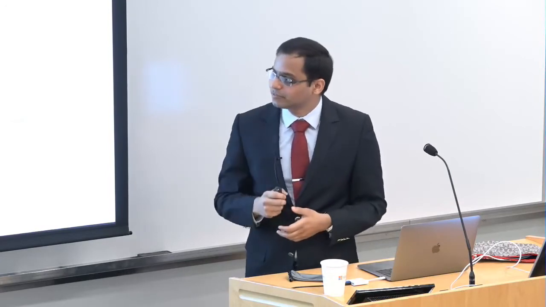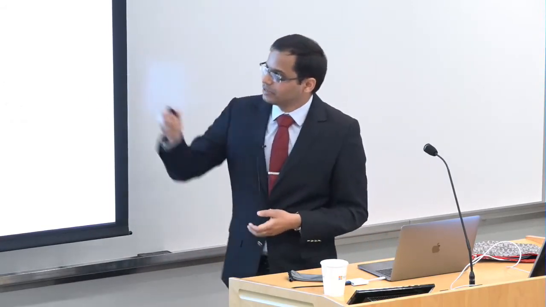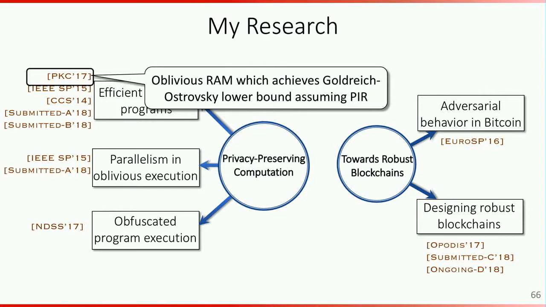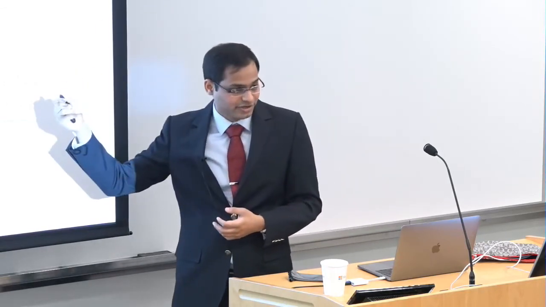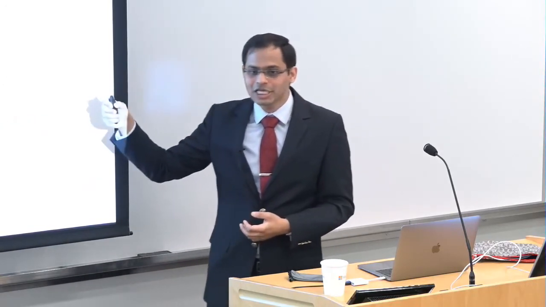In privacy-preserving computation, I spoke about parallelism in oblivious execution and obfuscated program execution. In the first area, I have worked on a bunch of papers on Oblivious RAMs and oblivious programs. For example, I have worked on designing an Oblivious RAM scheme which actually achieves the Goldreich-Ostrovsky lower bound, although we change one of the assumptions. That is, we assume a private information retrieval protocol. But for the changed assumption, we show a new lower bound saying you cannot do anything better even in this scenario.